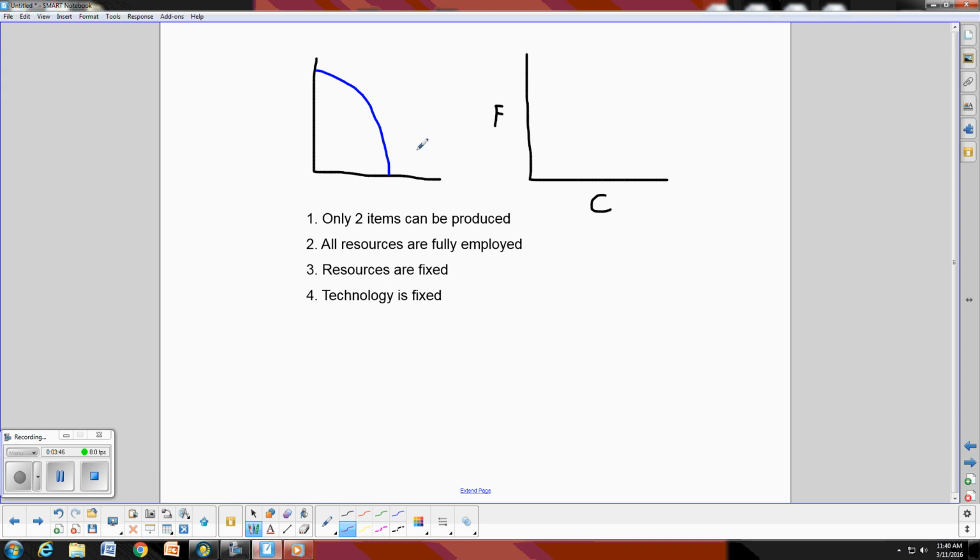If it does grow in the future, if number 3 and 4, resources and technology, do change, it could actually cause the PPC curve to move outward. This shows economic growth.